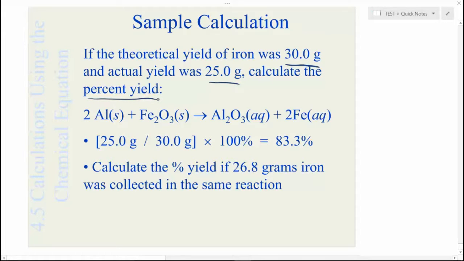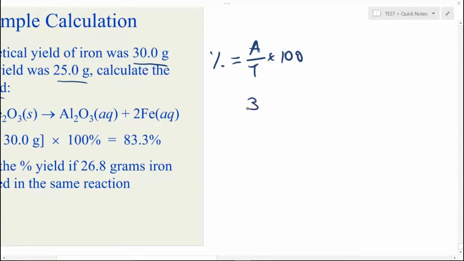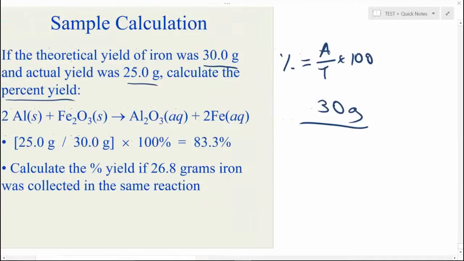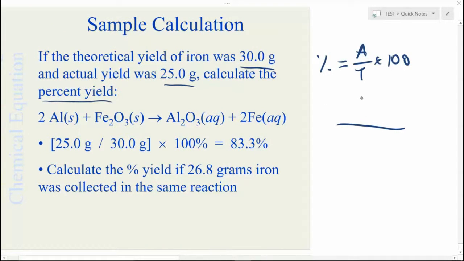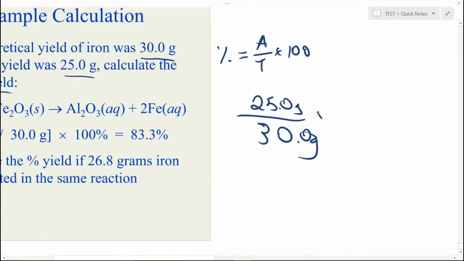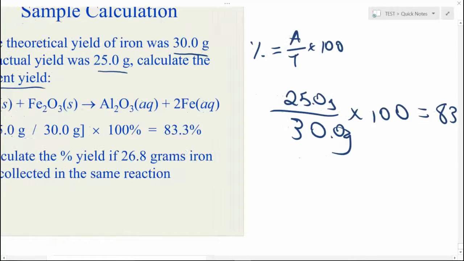So percent yield equals actual over theoretical times 100. Okay, so we have 30 grams over, oops, I'm sorry, that's the theoretical. That should be on the bottom. So we have 25 grams over 30 grams times 100. Okay, so 25 divided by 30 times 100, and we get 83.3% yield. So that's our percent yield, 83.3.